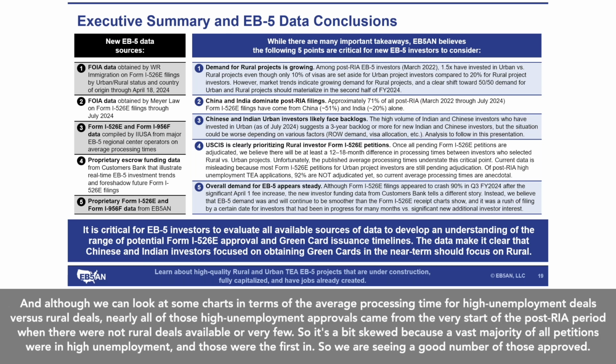And although we can look at some charts in terms of the average processing time for high unemployment deals versus rural deals, nearly all of those high unemployment approvals came from the very start of the post-RIA period when there were not rural deals available or very few. So it's a bit skewed because the vast majority of all petitions were in high unemployment, and those were the first in. So we are seeing a good number of those approved.